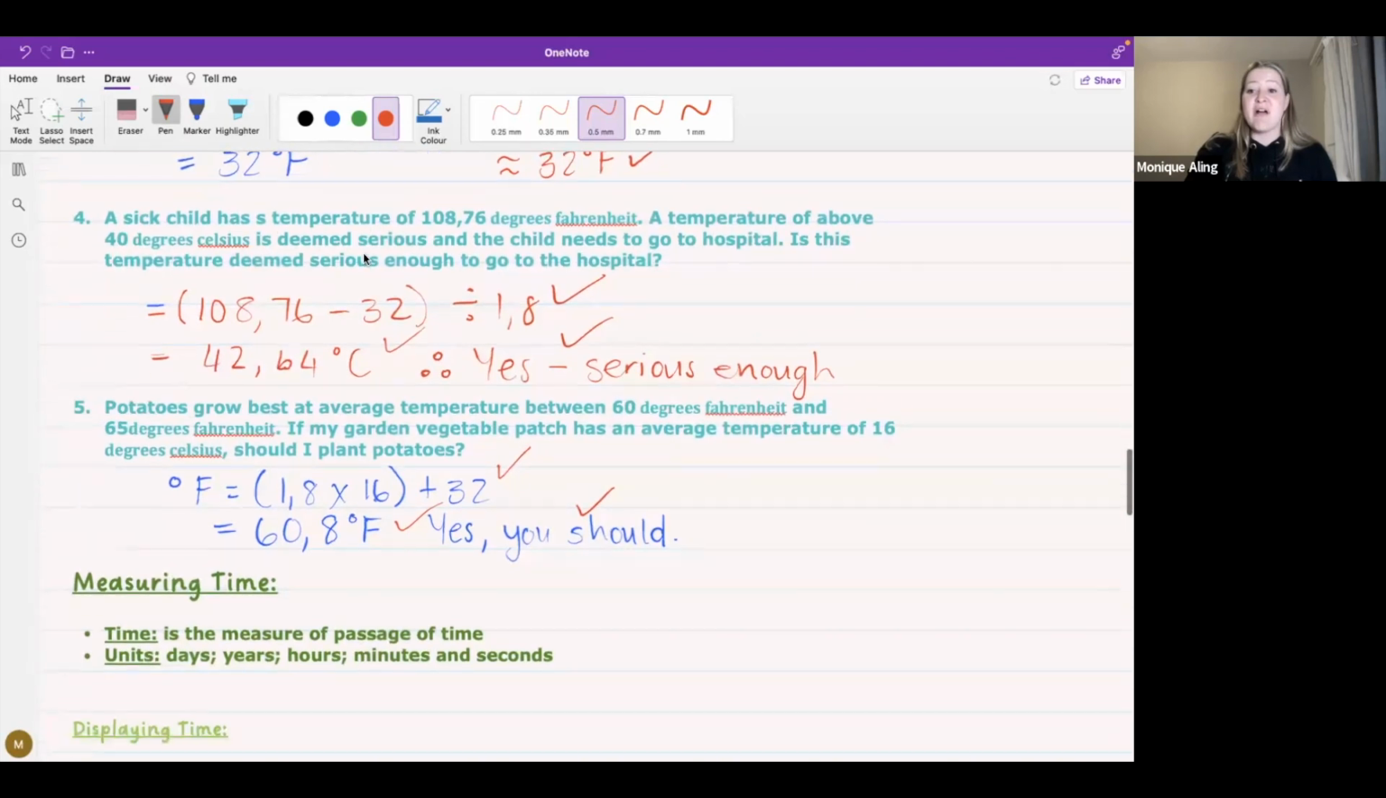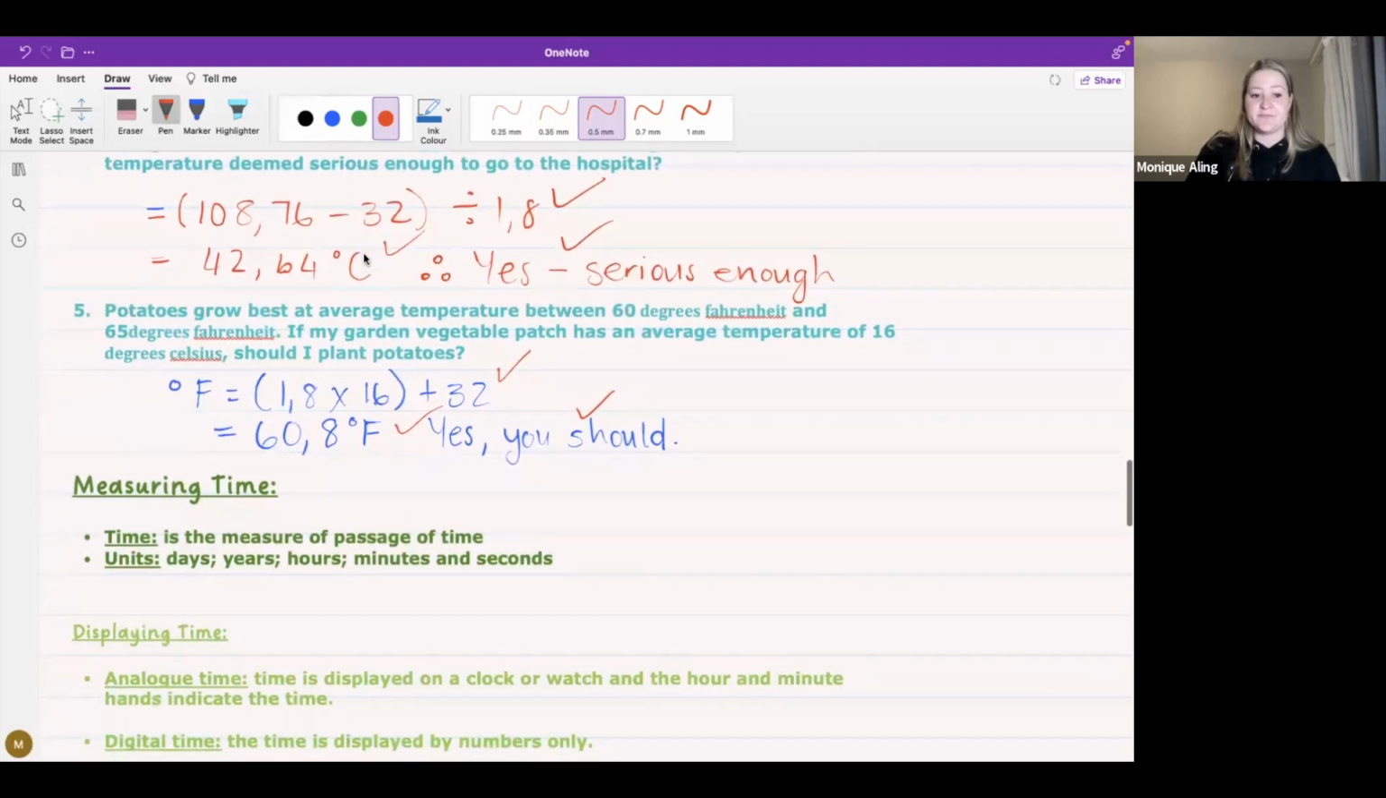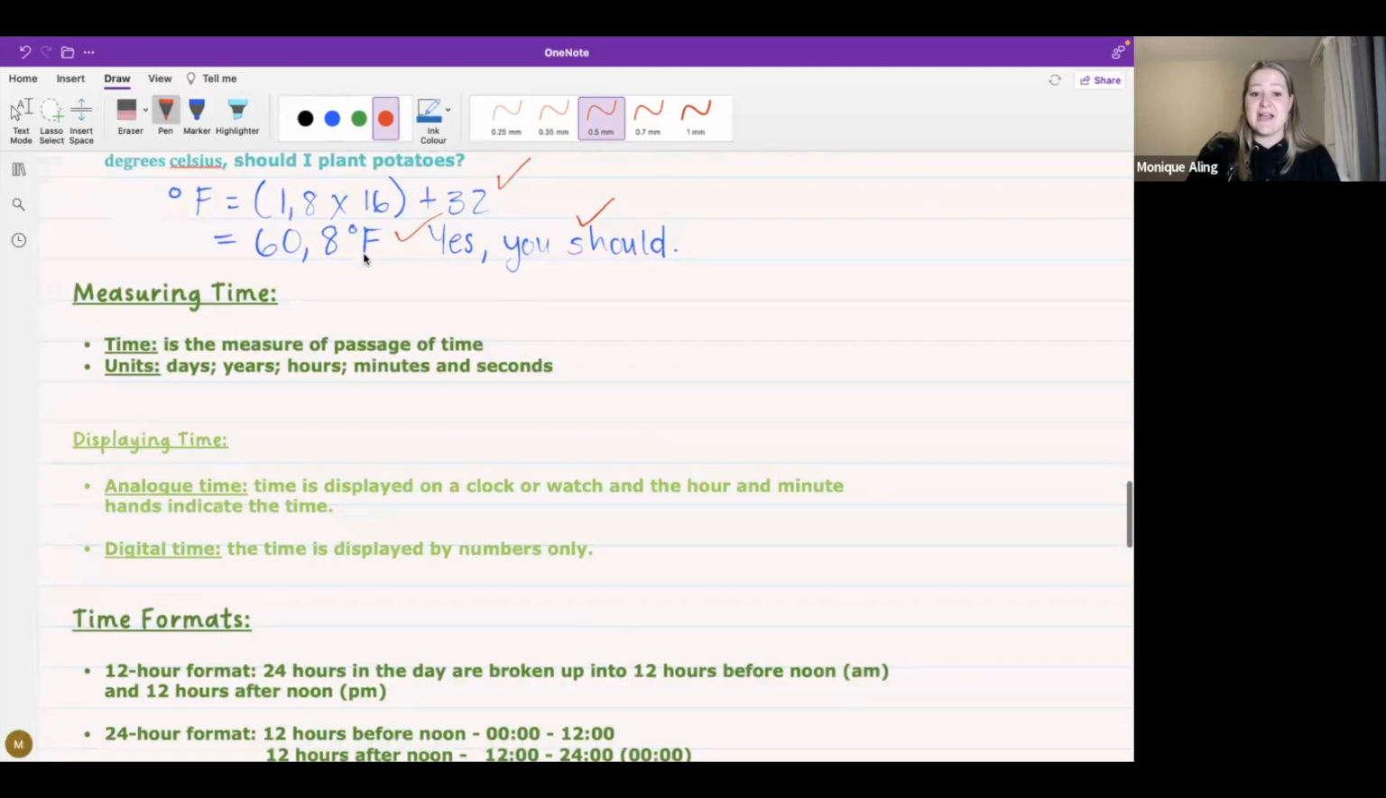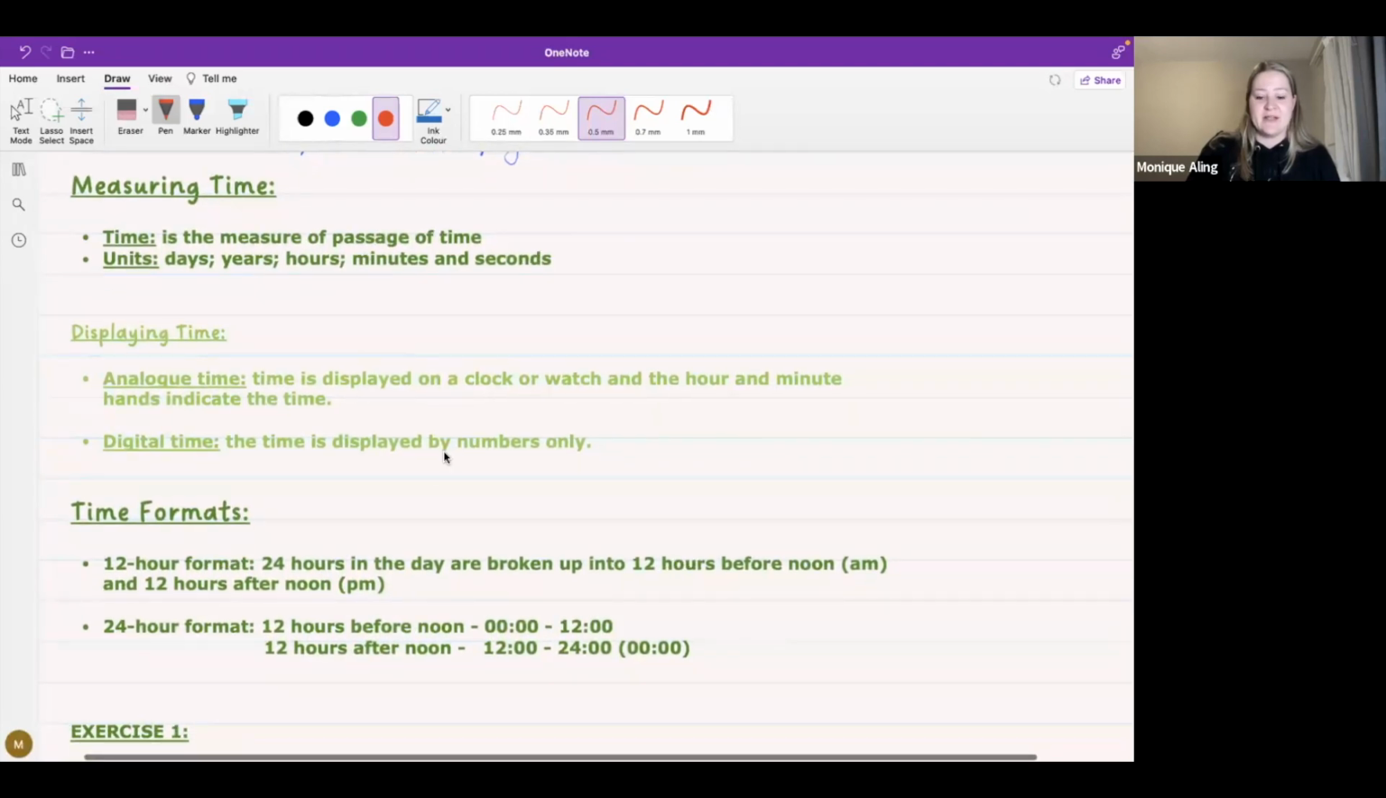Let's go on to our next thing for this evening. We're going to be looking at time, measuring time.